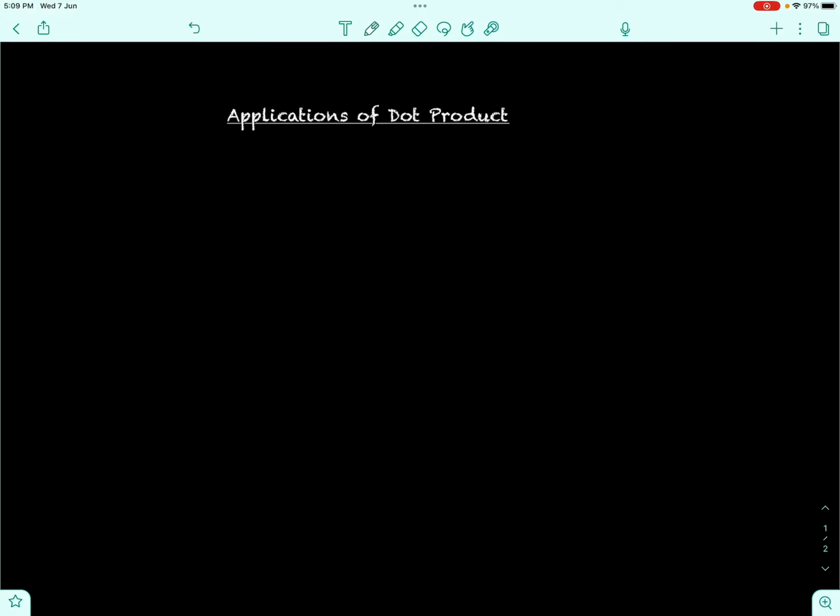Now we shall look at the applications of dot product. In the last video we saw that the dot product between two vectors is written as A dot B, and by definition it is given by AB cos theta. It is also given as another expression, which is AX BX plus AY BY plus AZ BZ, and we use this expression when we have the two vectors in their rectangular component form. Now we shall look at where we use a dot product.